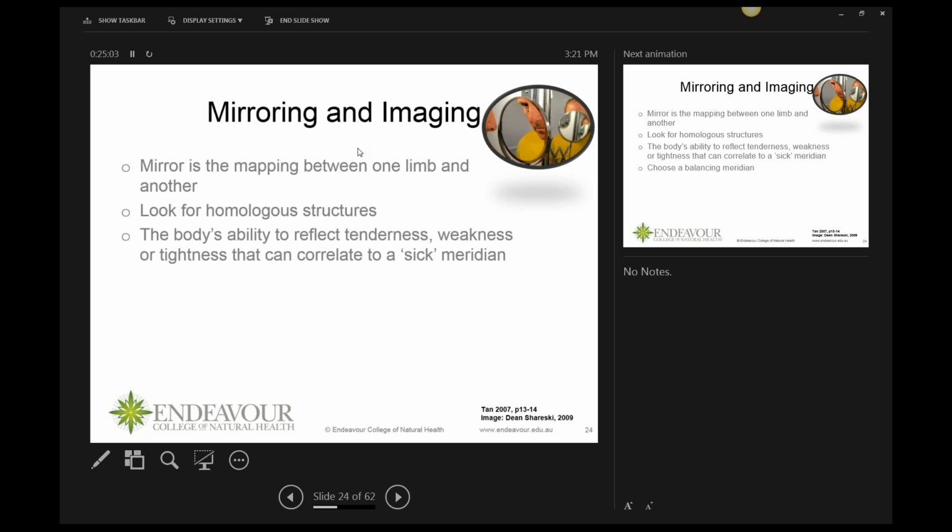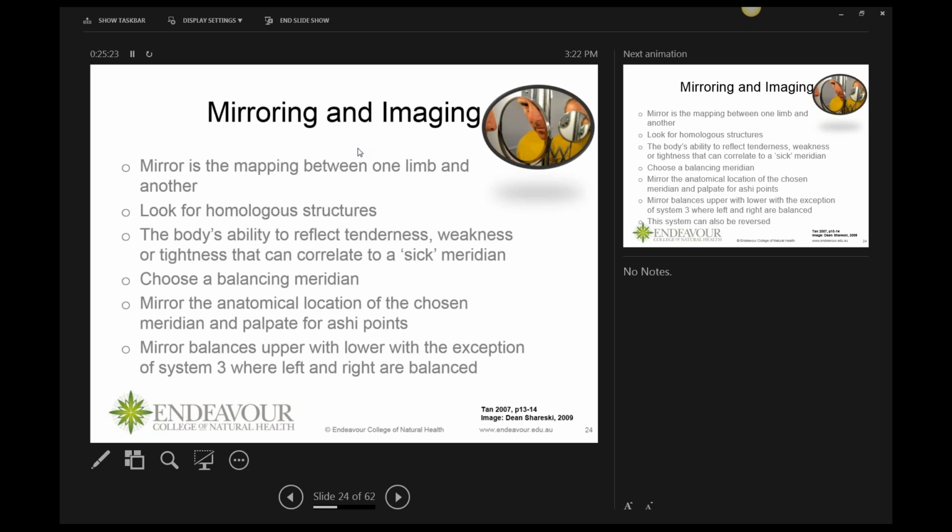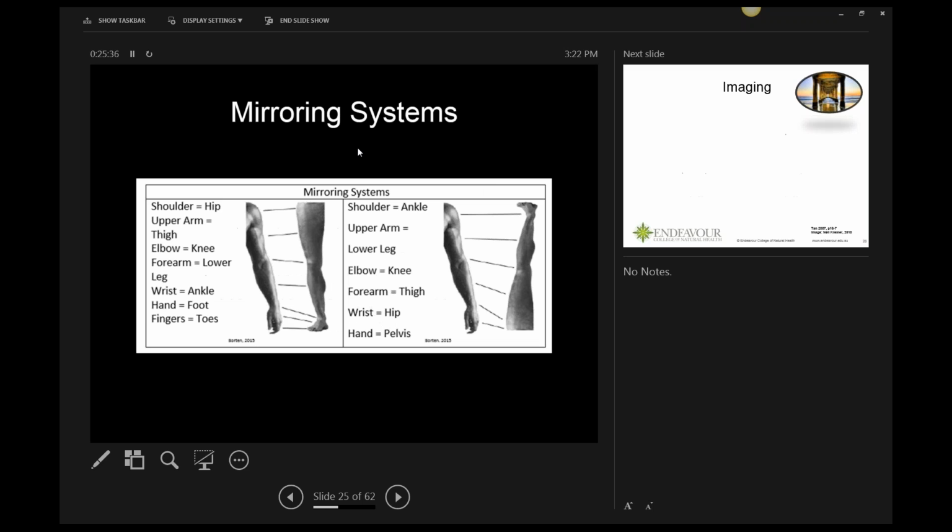So then we pick a balancing meridian, and then mirror the anatomical location of the chosen meridian and palpate for Ah Shi points. So again, if we're talking an elbow, like a lateral elbow problem, we pick the stomach channel on the other side, okay? And again, mirror balances upper with lower, with the exception of system 3 when we're talking yin-yangs, where right and left is balanced. So again, we've got our lovely diagram here showing our mirroring systems.